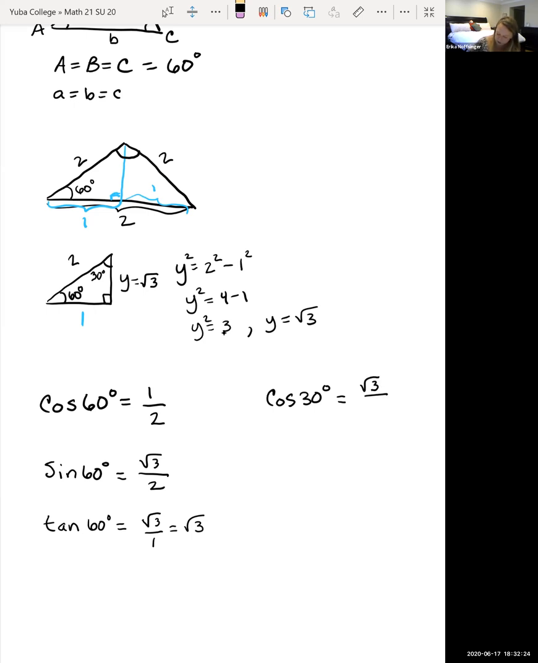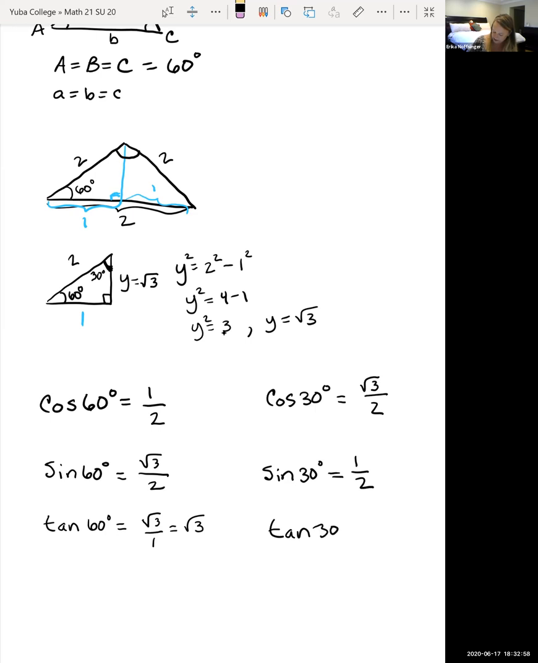Let's just show it by looking at our triangle. Cosine of 30 degrees, cosine is adjacent, so the adjacent side of 30 degrees is this square root of 3, and the hypotenuse is 2. So root 3 over 2. Sine of 30 degrees is the same thing as cosine of 60. Or look at 30: the opposite of 30 is 1, and the hypotenuse is still 2, so 1/2.